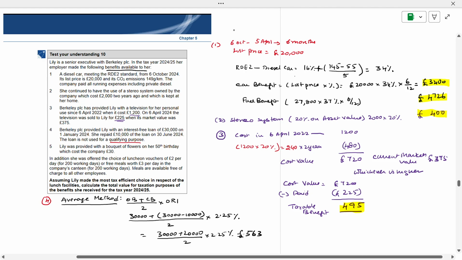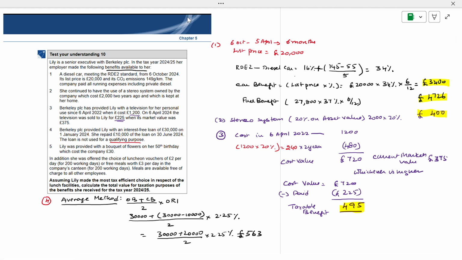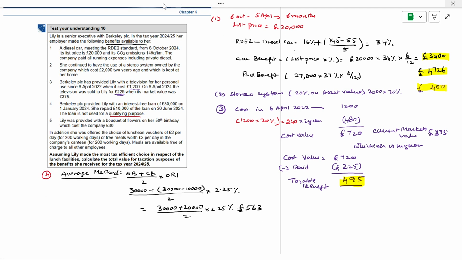It is not difficult. This is a very highly controlled paper. That's the only thing we have to keep in mind. Lily was provided a bouquet of flowers worth 30. What is the maximum? Bouquet of flowers as a birthday gift.